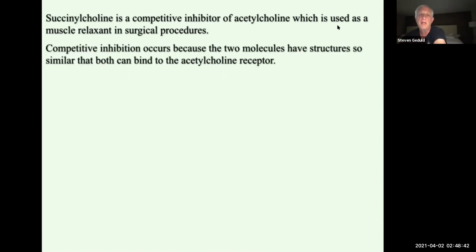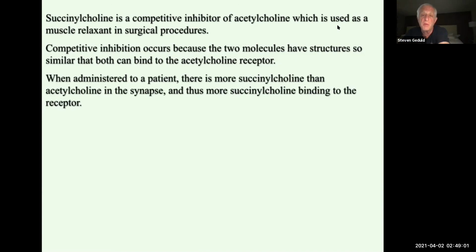Competitive inhibition occurs because the two molecules have structures so similar that both can bind to the acetylcholine receptor. And the acetylcholine triggers the muscle to contract. The succinylcholine does not trigger the muscle to contract. It just binds to the receptor.